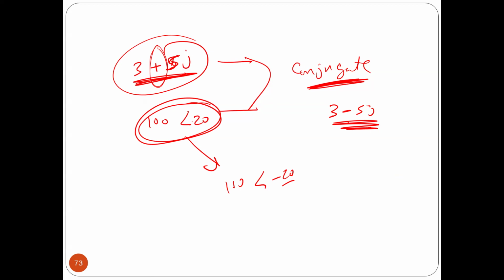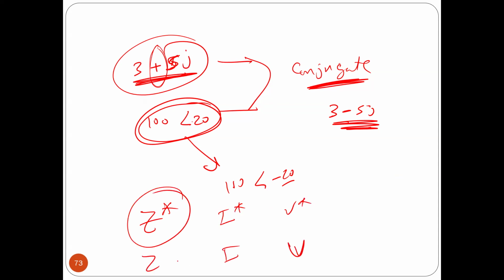Is that okay? So here, when I say Z asterisk, or I asterisk, or V asterisk, I mean once you have Z or I or V, you need to calculate the conjugate of that number, which is Z asterisk, or I asterisk, or V asterisk.